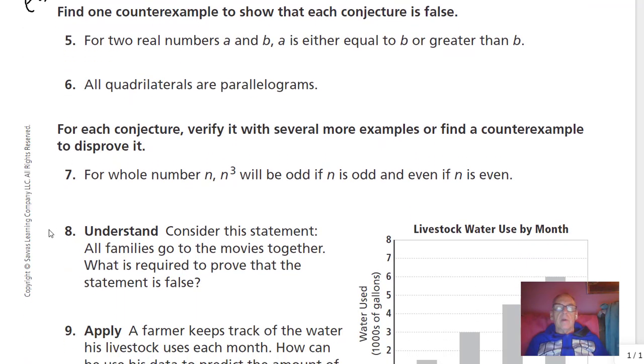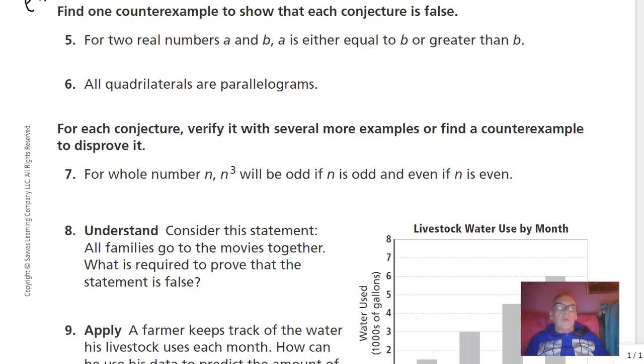Let's look at number 5. Find one counterexample to show each conjecture is false. So let's see how we can shoot these down. For 2 real numbers A and B, A is either equal to B or greater than B. Could A be less than B? Let's do 2 and 3. So if we let A be 2 and B be 3, A is not equal to B and A is not greater than B. That's a counterexample.